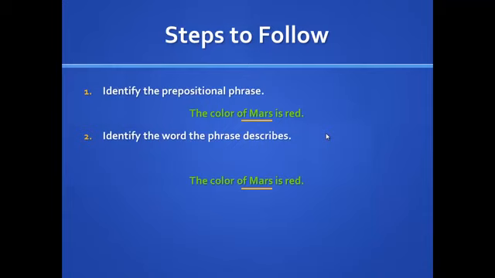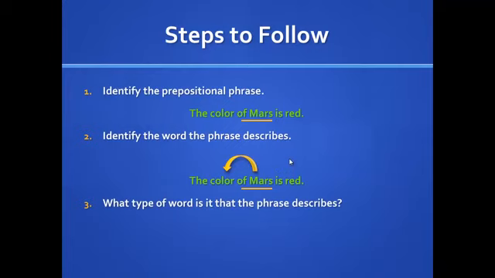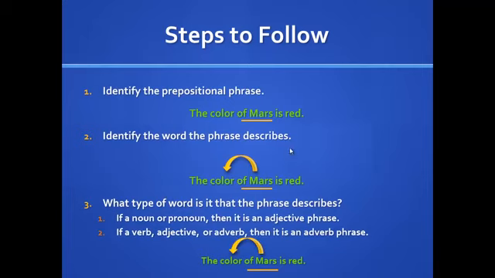Step 2. Identify the word the phrase describes. So what word in the sentence does of Mars describe? Well, it describes the color. Step 3. What type of word is it that the phrase describes? So we're going to want to know, in this instance, what type of word the word color is. If color is a noun or a pronoun, then the whole phrase is going to be an adjective phrase. If color is a verb, adjective, or adverb, then of Mars is going to be an adverb phrase.